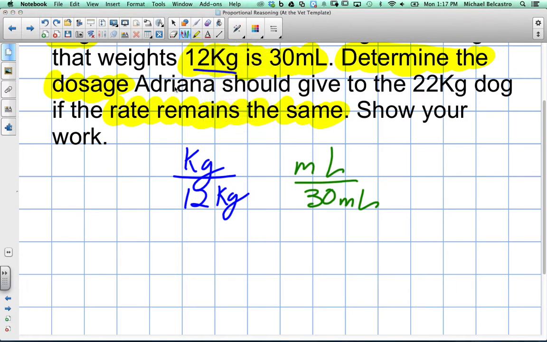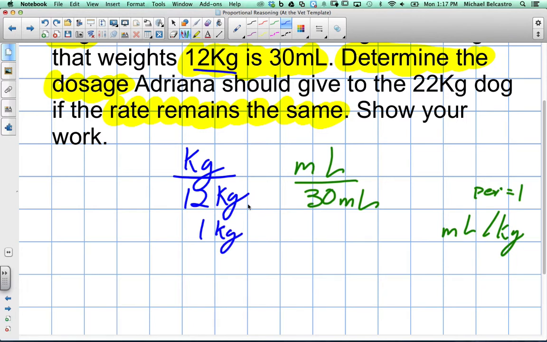Since our independent variable is the weight of the dog, it's going to be per kilogram. So we're talking about a rate, we're looking at milliliters per kilogram, okay? And the per means the value of 1. So let's bring kilograms down to 1, and in order to do that, we can divide by the value of 12. There's other ways we could do it. We can multiply by 1 over 12, but this is probably much simpler. And since we divided kilograms by 12, we're going to divide milliliters by 12, and that'll give us our rate.